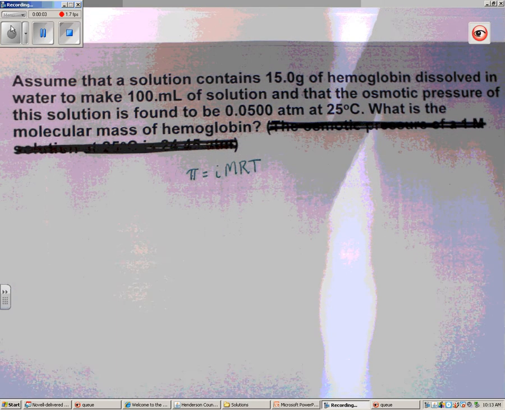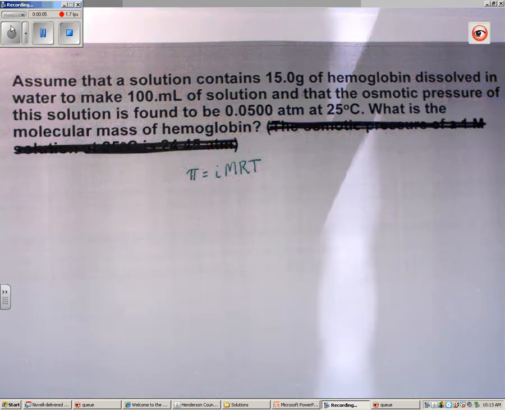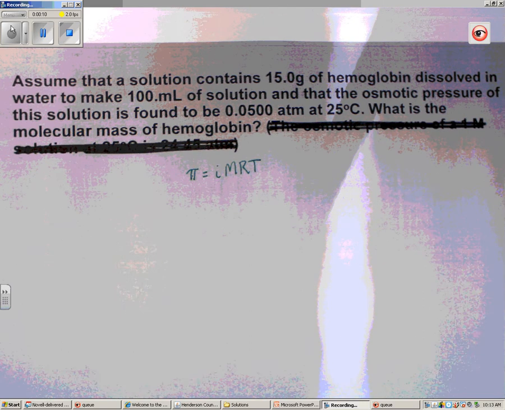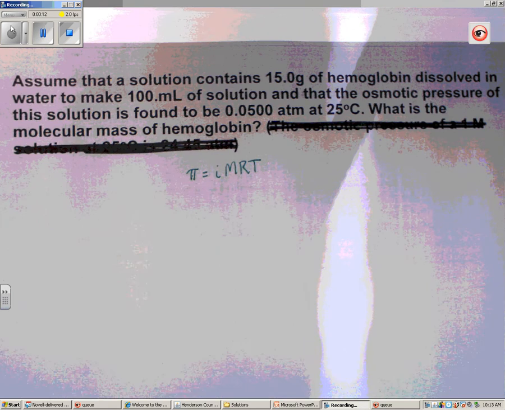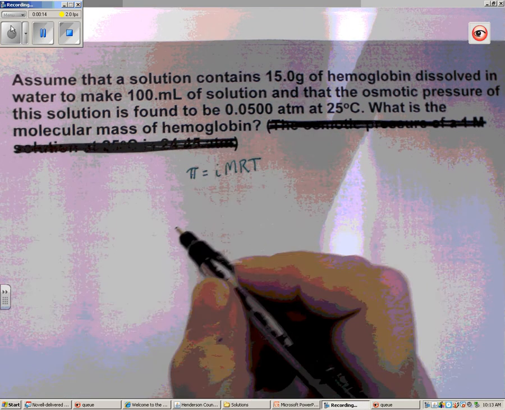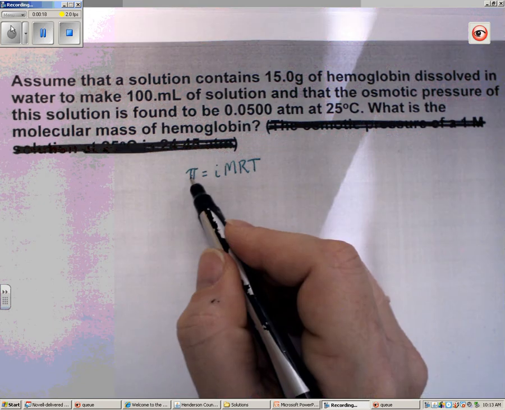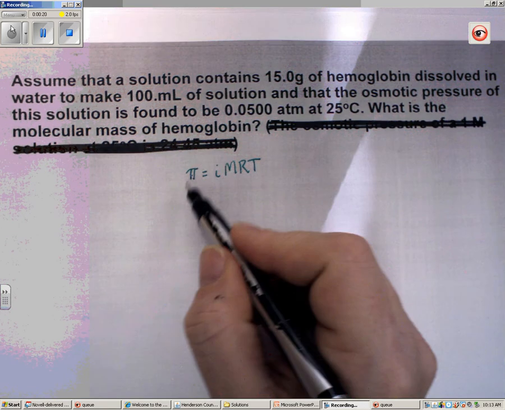In this problem, we're using the idea of osmotic pressure to solve for the molecular mass. And in a lot of the colligative property problems, molar mass is something that we do look for. So this is your osmotic pressure, which is pi. Sometimes it is a capital pi.